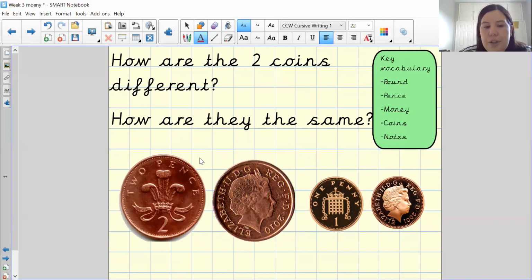So here is the 2p coin and here is the 1p or the penny. What I'm going to ask you to do now is to compare them. So how are they the same and how are they different? And you can write your explanation underneath your drawing of your 2p and your 1p coins. Stop the video while you do that now.